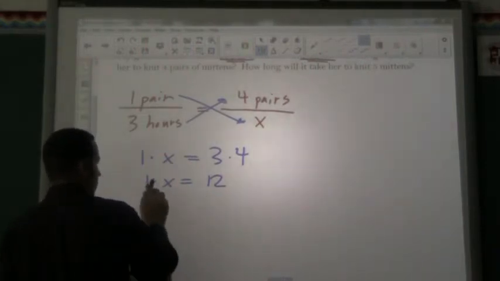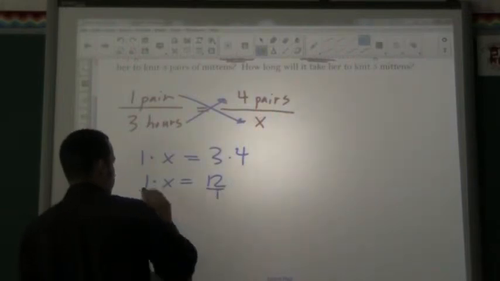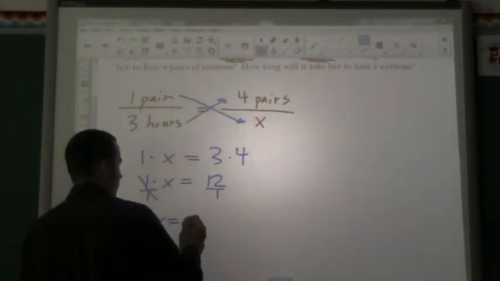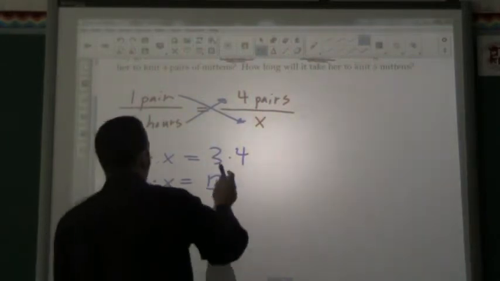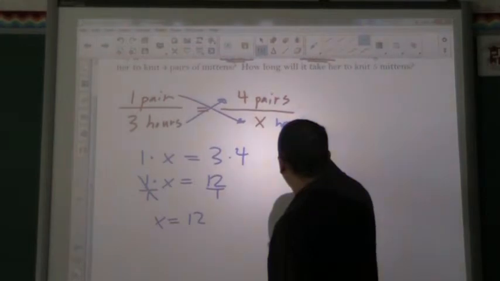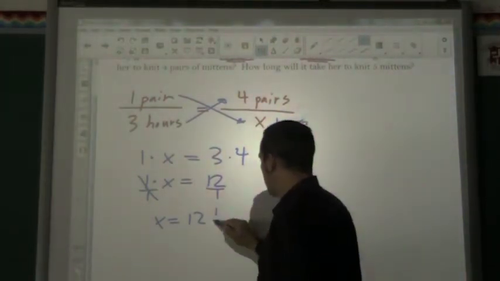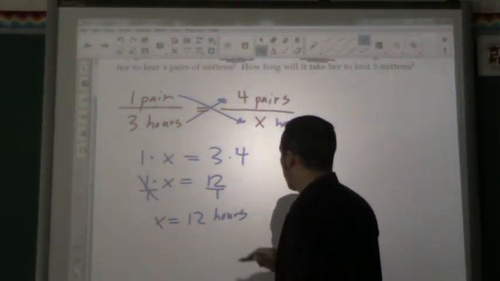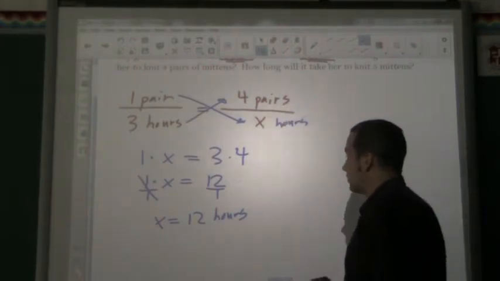Divide both sides by 1 in order to get rid of the 1 times x. And end up with x equals, well, 12 divided by 1 is just 12. And that is hours, right? We were looking for x hours up here. So it's going to take her 12 hours to knit 4 pairs.